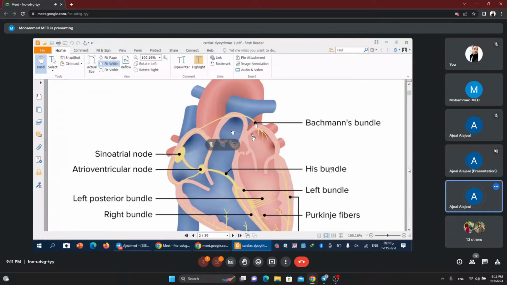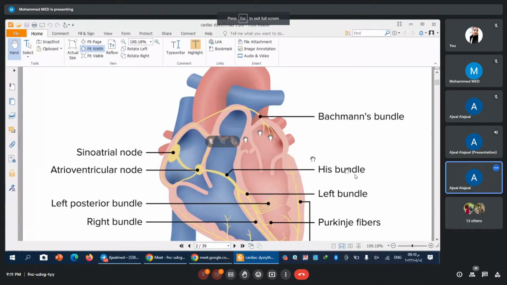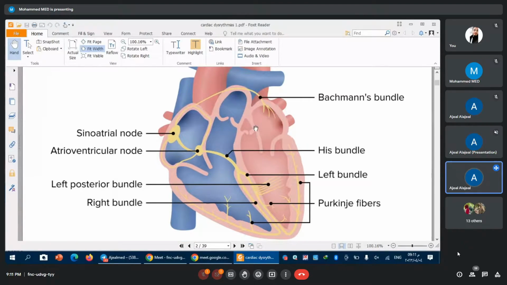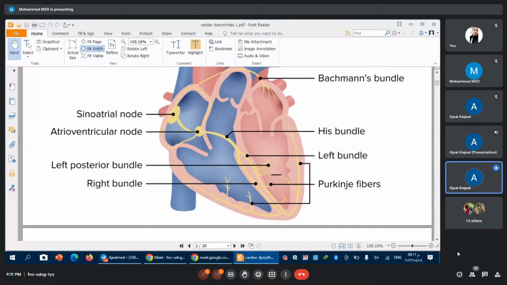There are four chambers in the heart: the right atrium, the right ventricle, the left atrium, and the left ventricle. The heart works by electricity. There is a generator called the sinoatrial node. This is the sinoatrial node. It is located in the upper part of the right atrium.